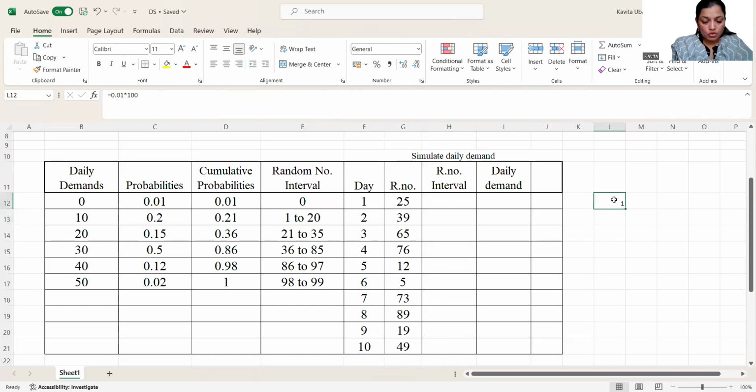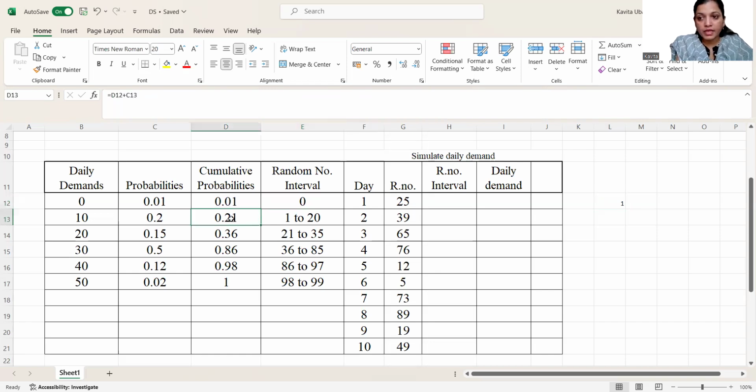Because your random numbers are 0 to 99, the first 100 numbers, that is why you multiply this cumulative probability by 100. Then you will get your random number interval. Your random number interval for the first demand, having 0 demand, is 1. 1 means your first random number, and the first random number from the number line is equal to 0. That is why the interval is 0 here in column E12.